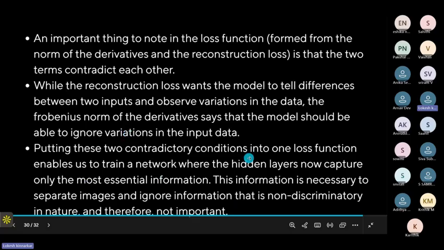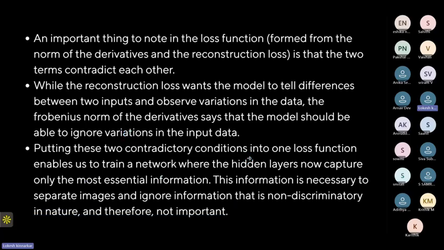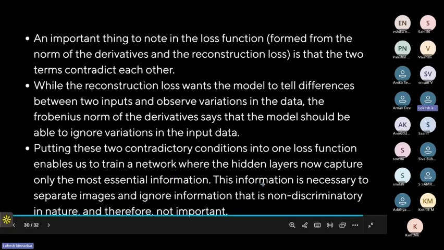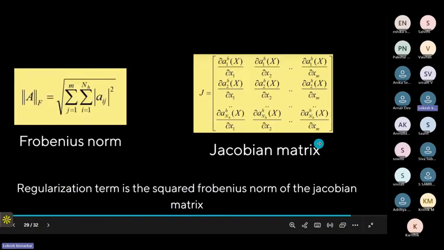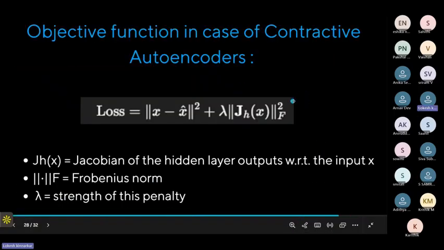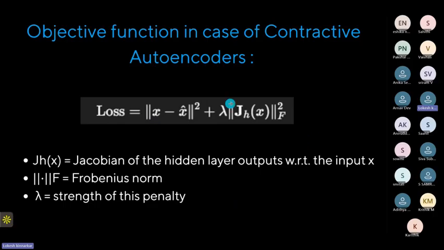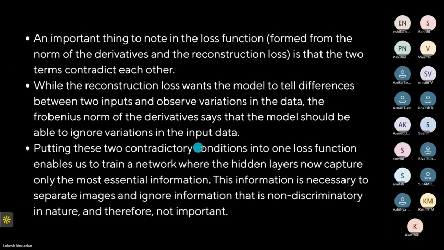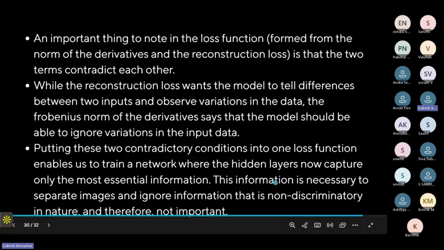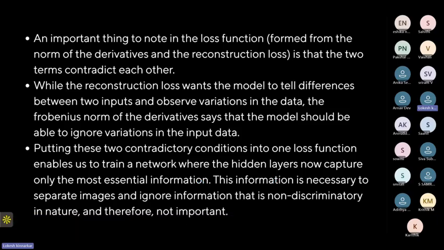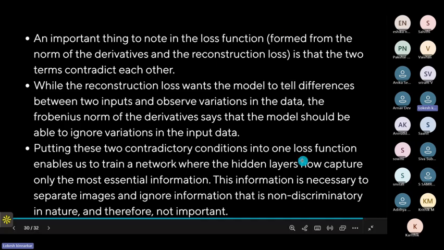So when you put these two contradictory conditions together into the loss function, it enables us to train a network where the hidden layers now capture only the most essential information. Even in the latent space representation, you will observe that the clusters formed by the contractive autoencoders are much better compared to any other autoencoder architecture which we discussed so far, because the purpose is not to get the best reconstructed image, rather it is to improve the latent space representation of our model.